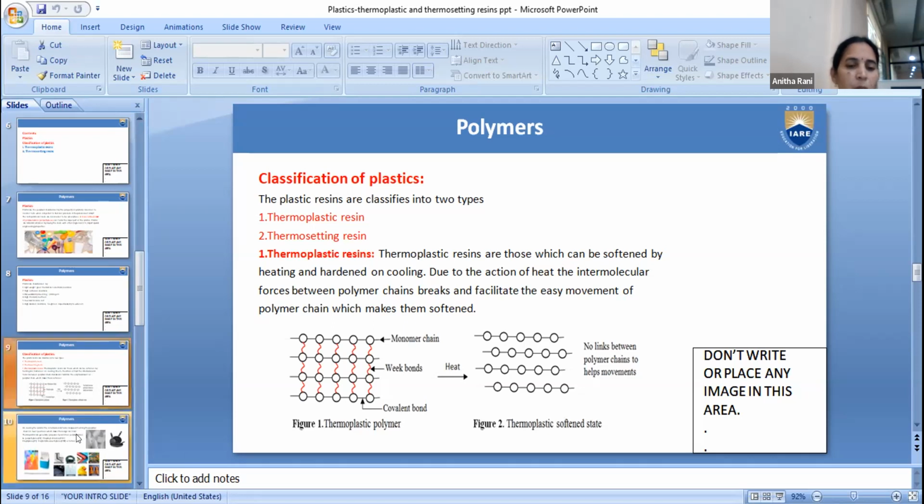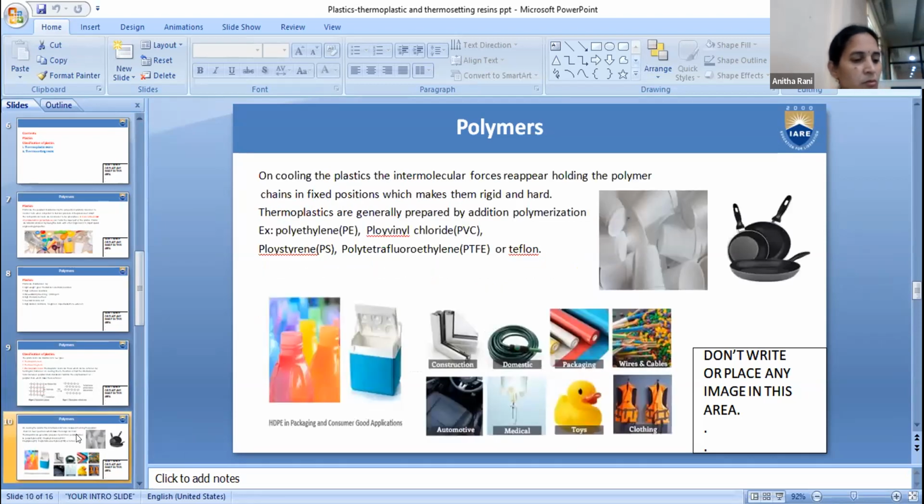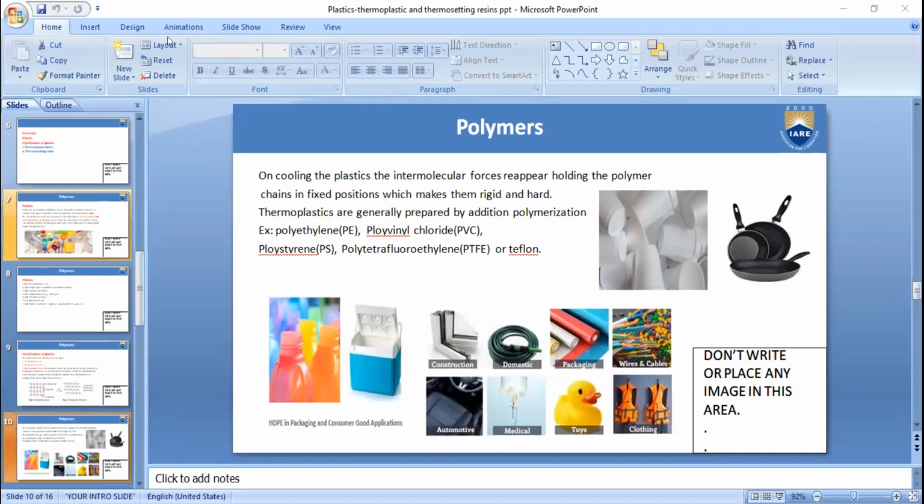My examples are polyethylene, polyvinyl chloride, polystyrene, and polytetrafluoroethylene, or Teflon. Of these, we are going to discuss polyvinyl chloride and Teflon in further classes.